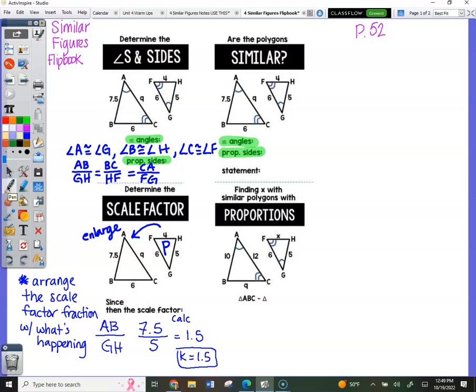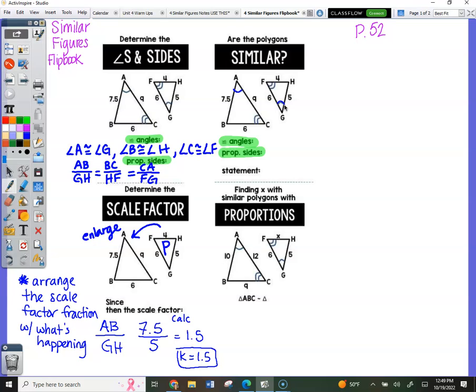You have to check all of the angles and make sure that they correspond. So, angle A is congruent to what? G. Okay, so A is congruent to G. That marks one angle congruent.